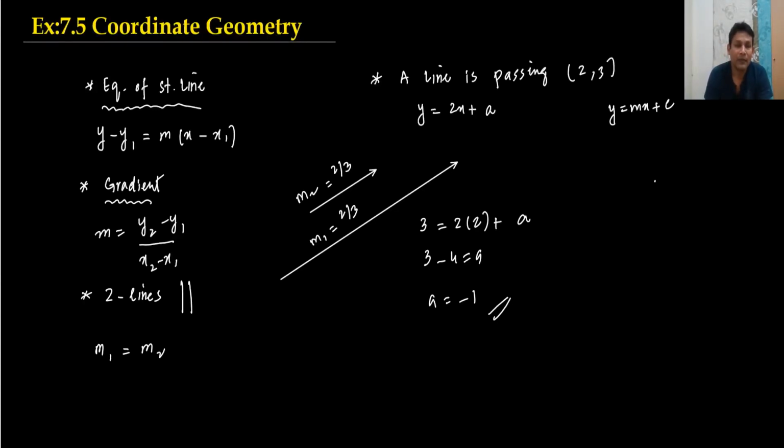And one more thing here: we use simultaneous equations when line 1 and line 2 are intersecting. If you want to find this coordinate, this point, we have to use simultaneous equations to find it. So let's start with question number 1.